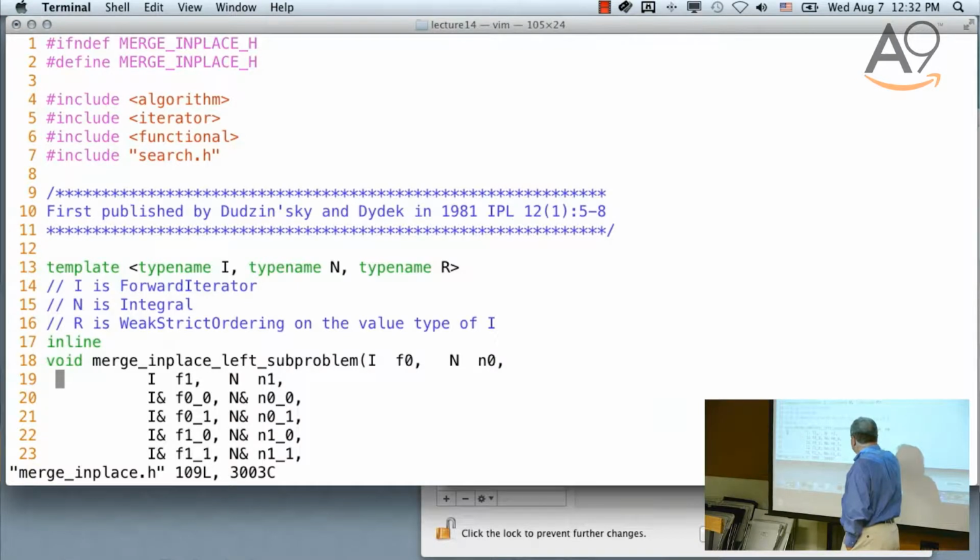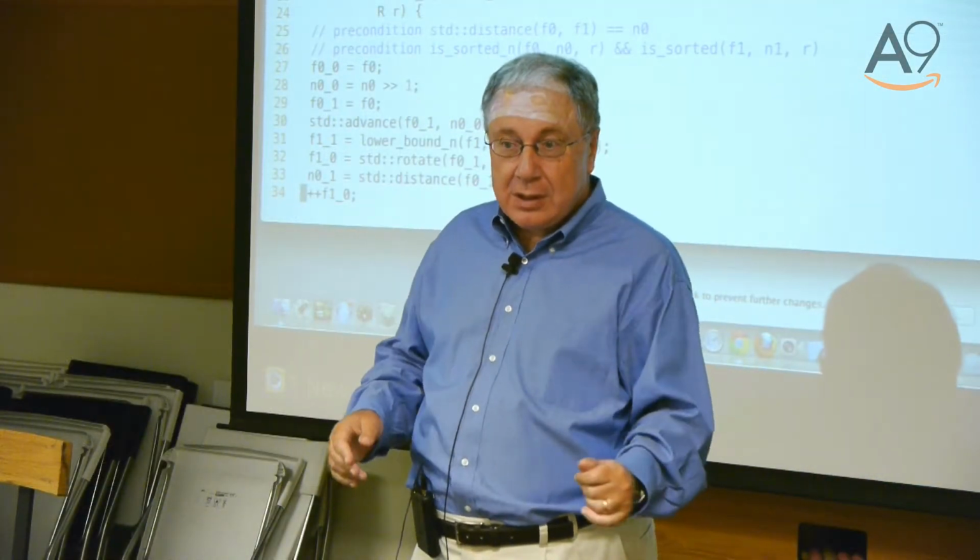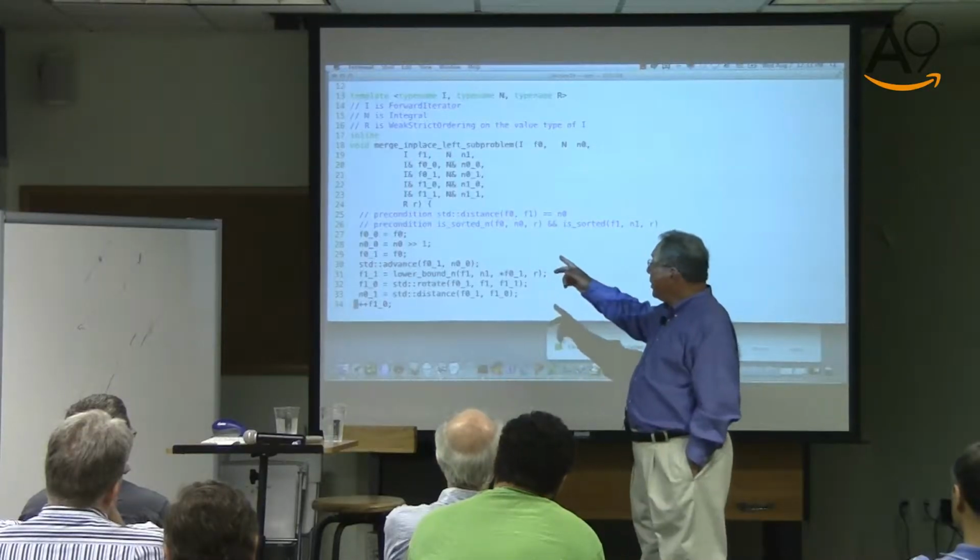So what we start with is two ranges which are given. Could you go up so that we see the full signature? Let us just look at the signature. This is a function called merge in place. This is our main function. And then left subproblem. This is an improvement on AOP, where it was called merge in place one. I think left subproblem is much clearer. What is the left subproblem, by the way? It's when the smaller guy is on the left. Right.